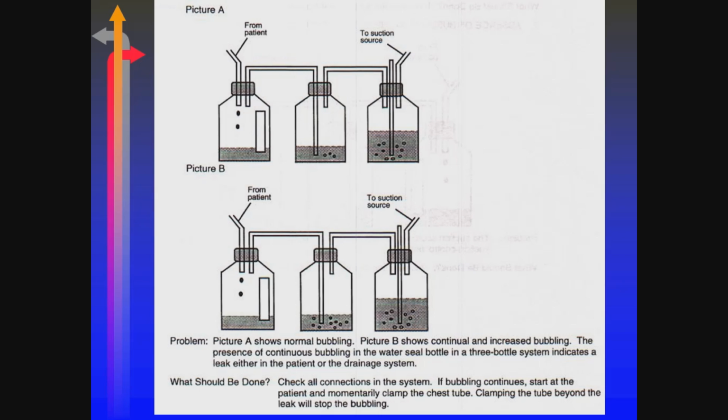Picture A, picture B. Picture A shows some normal bubbling. Picture B shows excessive bubbling in the water seal bottle, and that's basically a sign of a leak someplace that you'll need to identify. Is it inside the patient still, or is it something where it's leaking in the system itself?